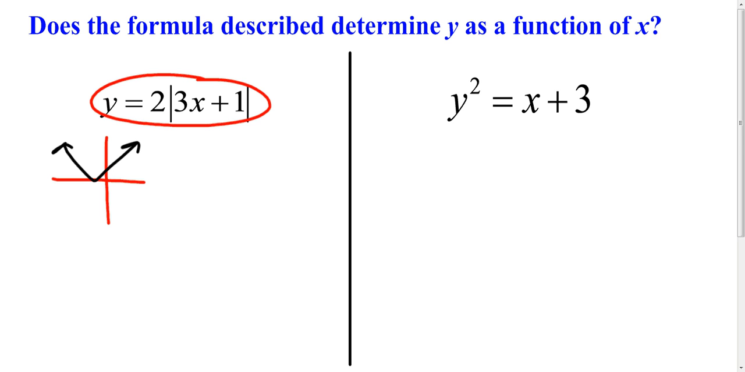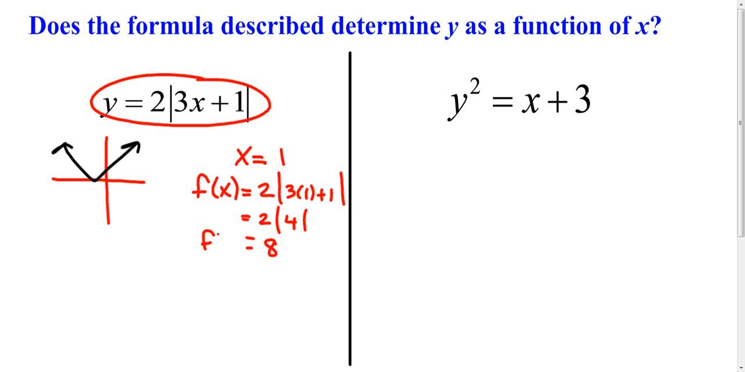The other thing you can do is pick a number for x. So let's say I pick x is 1. Then I want to think about what f of x is, or what y would be. F of x you can think of as y. So when I do that, I get 2 times the absolute value of 3 times 1 plus 1, or 2 times the absolute value of 4, which is 2 times 4, which is 8. And there is no other answer that I can get. So one input gave me one output, and so I know it's a function.